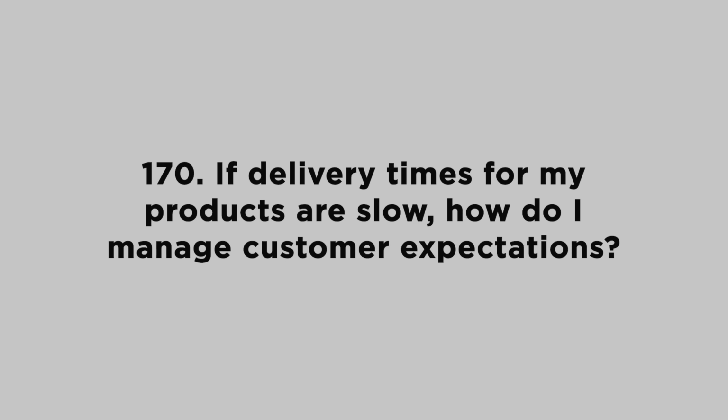If delivery times for my products are slow, how do I manage customer expectations? Good question. So on our product page, we have a drop down. We have an about this product drop down, and then we have a delivery drop down. What do we say? I'll tell you exactly what we say.